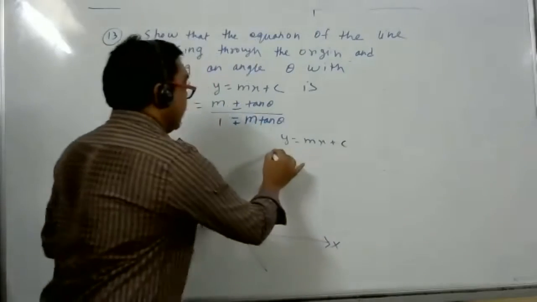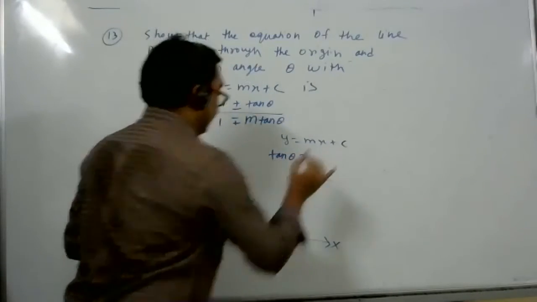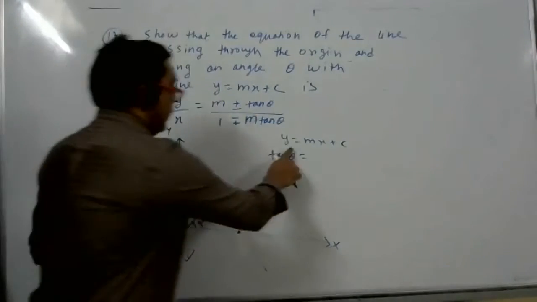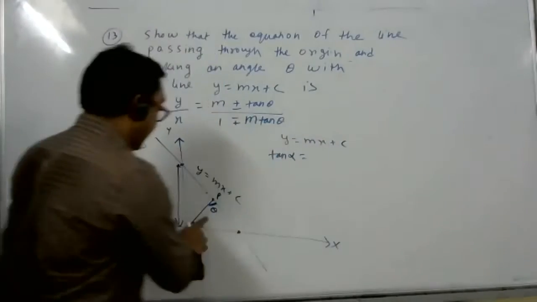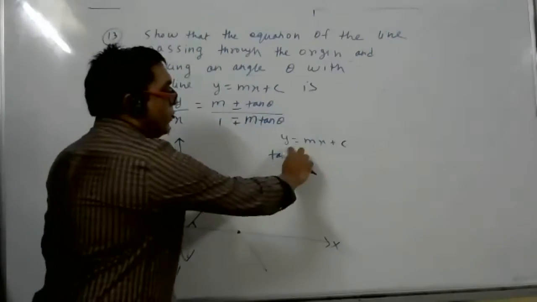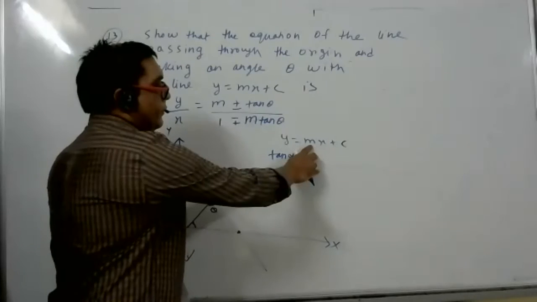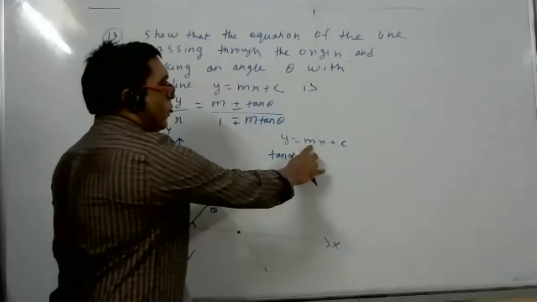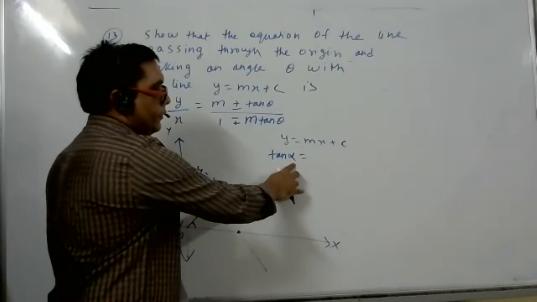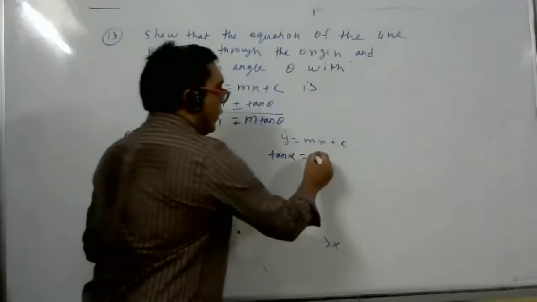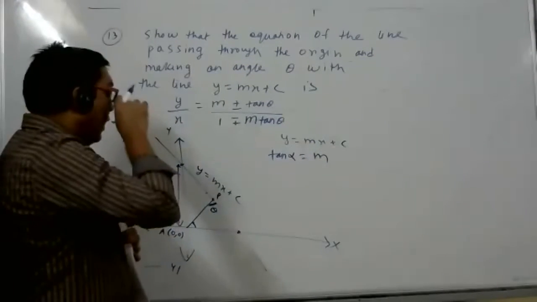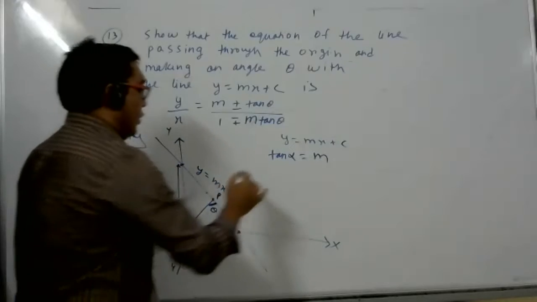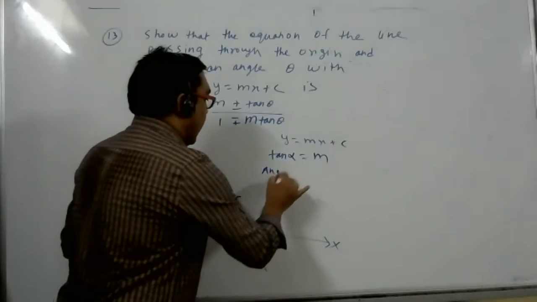What is tan theta? Risha, tell me, tan theta how much? We took theta for our line, so tan alpha, how much, student? Leave this one. y = mx + c. What is m, student? The slope. Slope means tan alpha only. So tan alpha is equal to m. Agree or not agree? Yes, sir. Tan alpha is m.